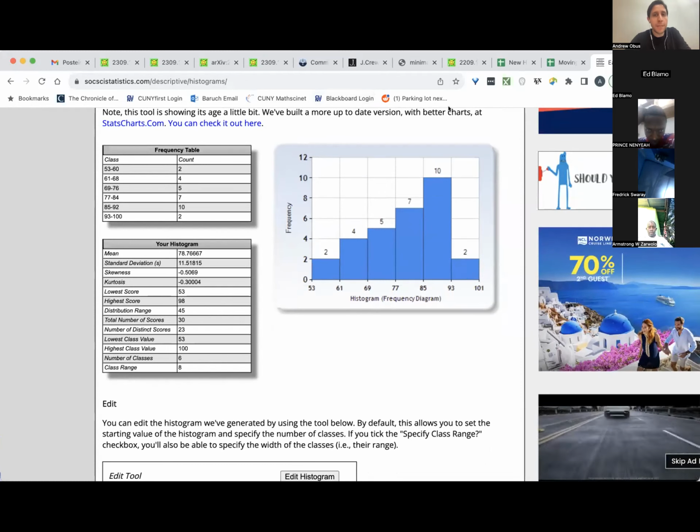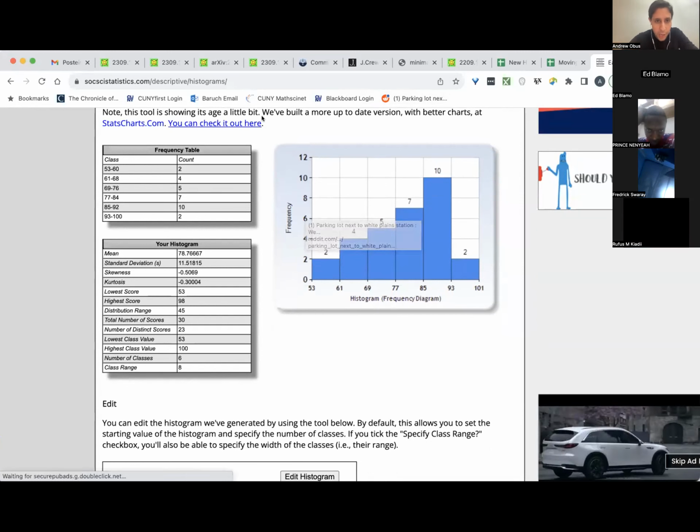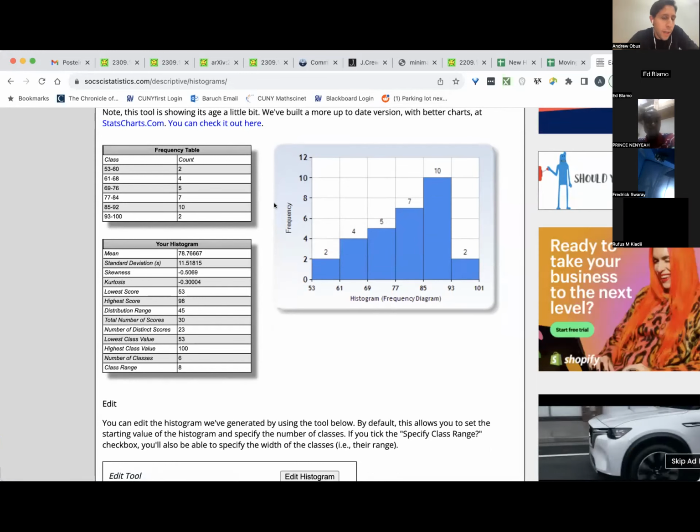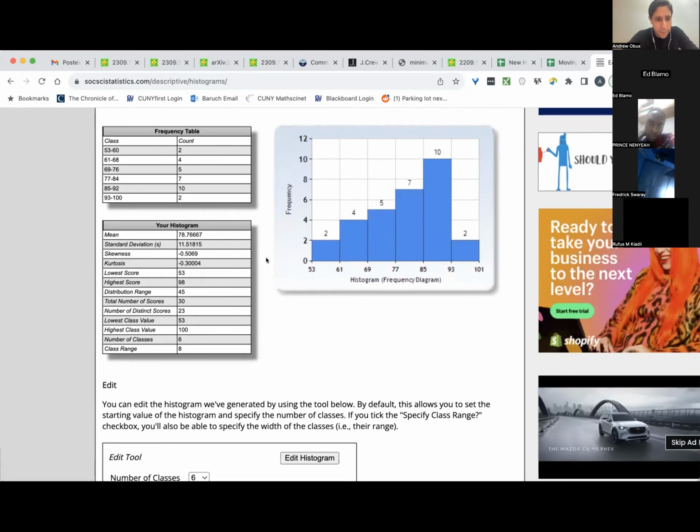The data is just the same data that I had on the sheet. I just put it in. I just made it up. But you can imagine running this with the exam scores of the students in your class.